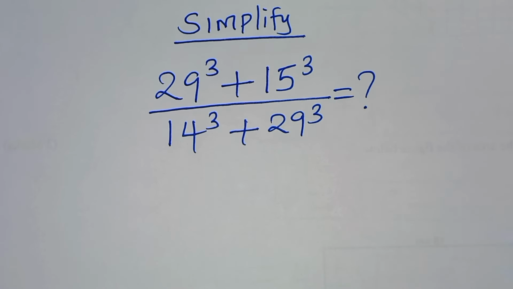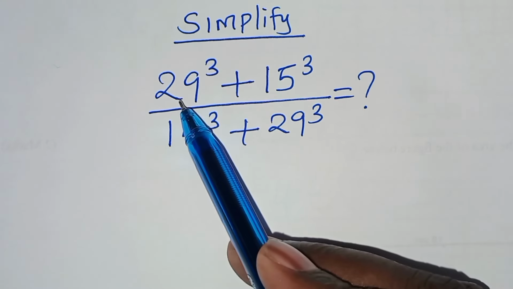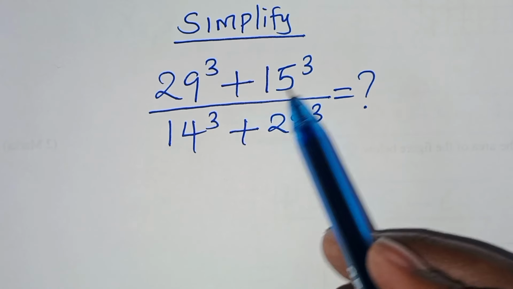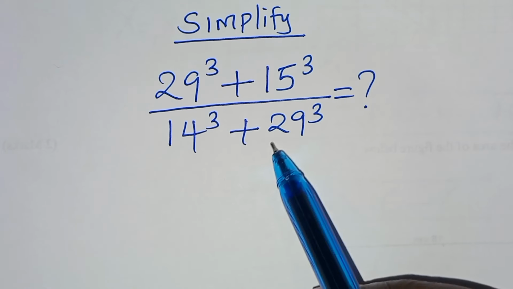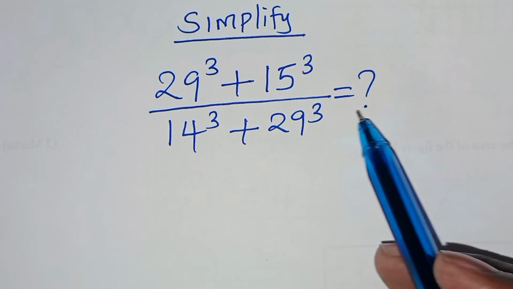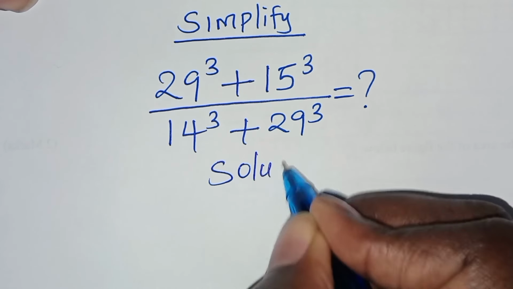Hello everyone, you're welcome to simplify this math problem, which is 29 to power 3 plus 15 to power 3, divided by 14 to power 3 plus 29 to power 3. So how do we solve this problem? Let's provide a solution here.